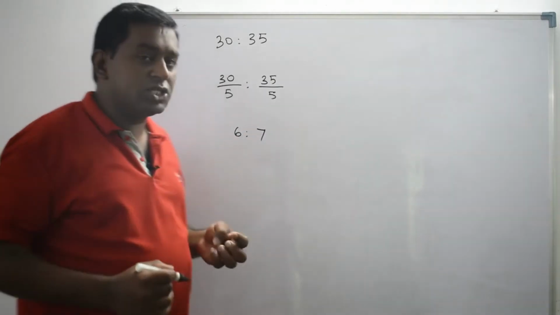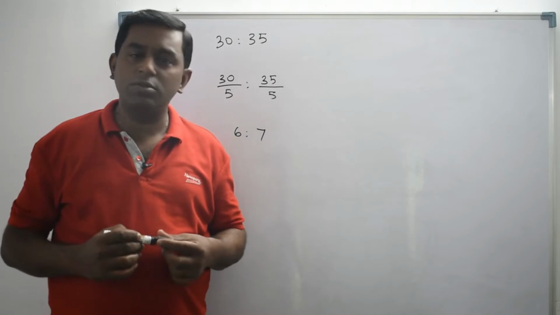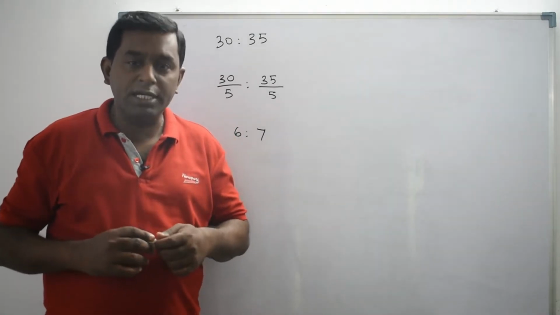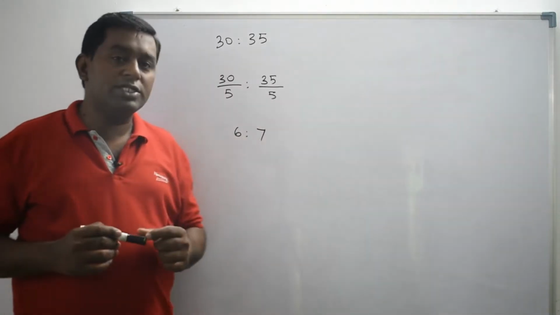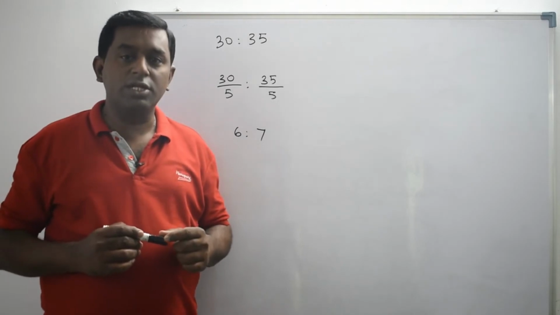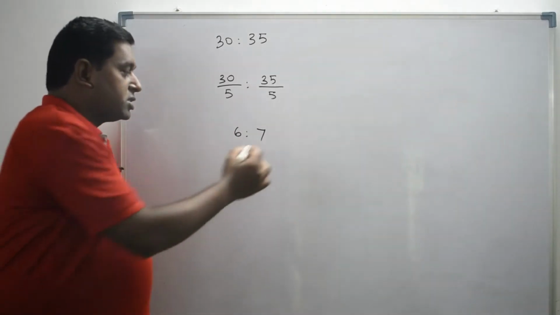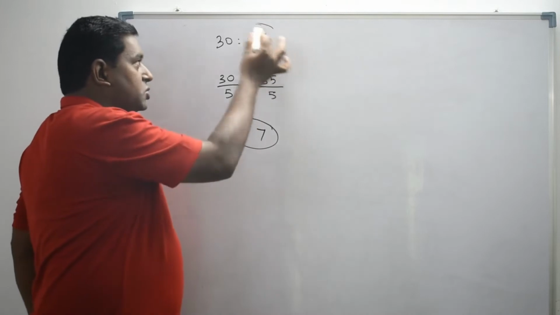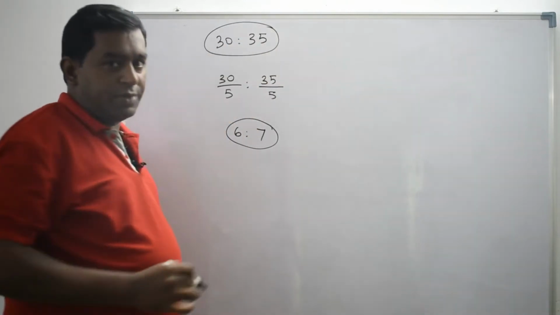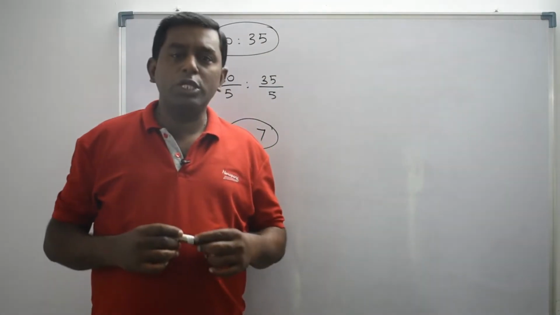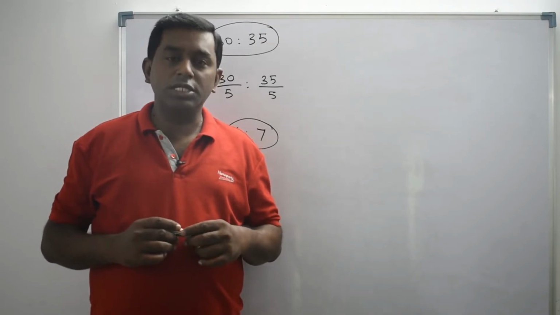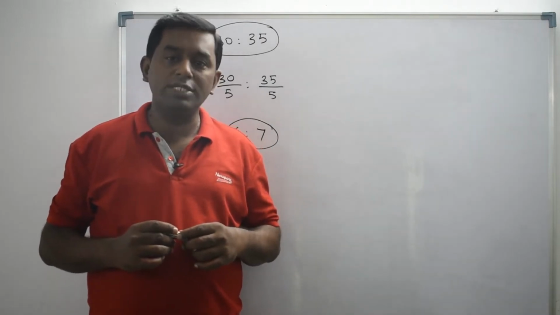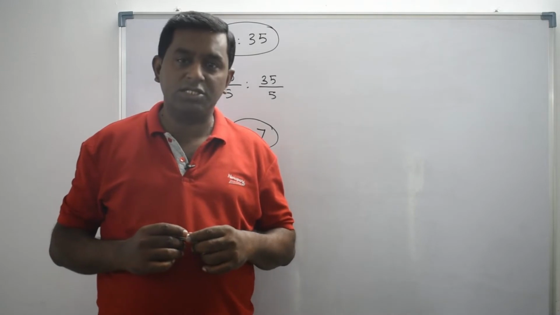Can we simplify this ratio 6:7 anymore? No, we cannot, because there is no common divisor for the terms 6 and 7. So 6:7 is the simplest form of the ratio 30:35. And one more important thing we have to notice in ratio, that is the terms of a ratio always have to be expressed as integers.